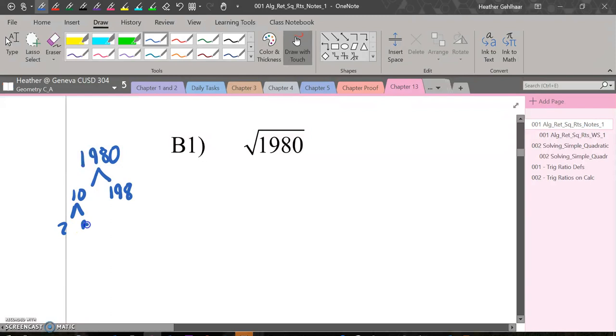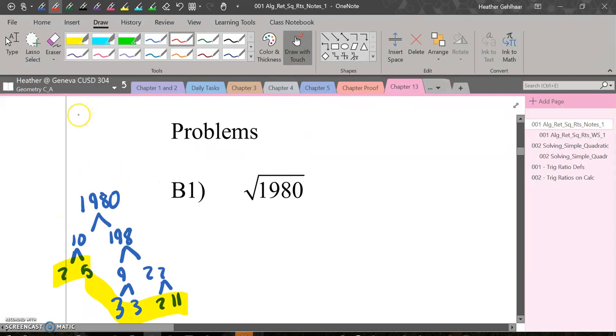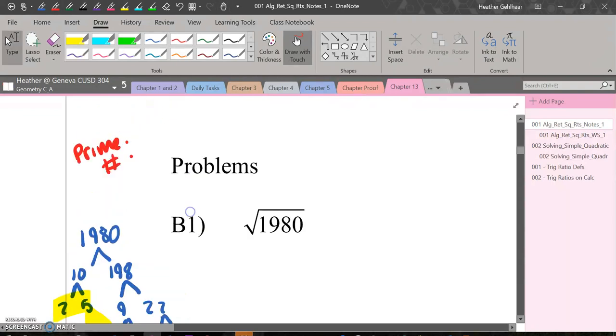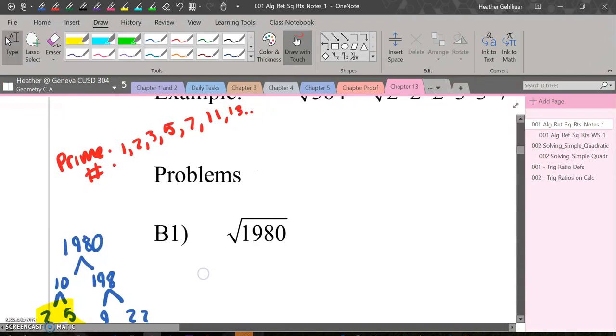10 can be 2 and 5. 2 times 5 gets us 10. 198, we can divide by 9 and 22. 9 we can divide by 3 and 3, and 22 is 2 and 11. So these here are all prime numbers. If we're not really remembering what a prime number is, a prime number is something that can only be divided by itself or 1. So 2, 3, 5, 7, 11, 13, and so on. These numbers can only be divided by themselves or 1.